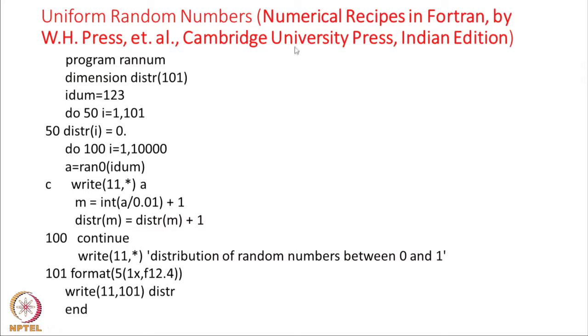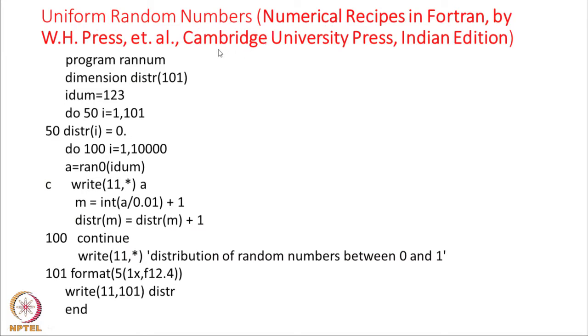This book has algorithms to solve many problems that you need in day to day analysis of chemical problems. These numerical recipes are there in Fortran, they are there in C, and in other languages also. You may be able to download all the algorithms from the websites. For our program today, we will use the uniform random number given in this book.